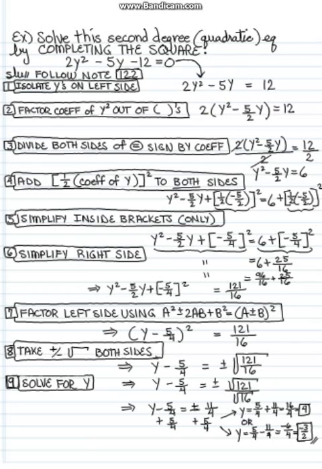So you see our answers, we have two answers for this second degree equation. Indeed, we can get a maximum of 2 solutions here. The answers are y equals 4 and y equals negative 3 halves.